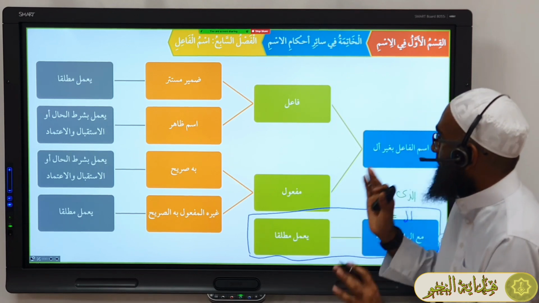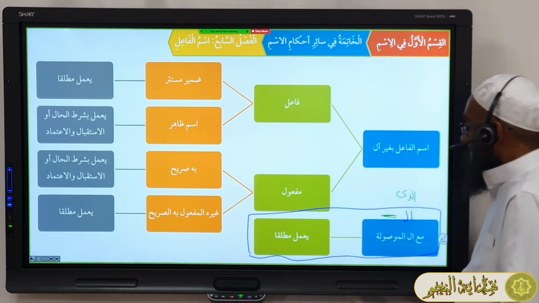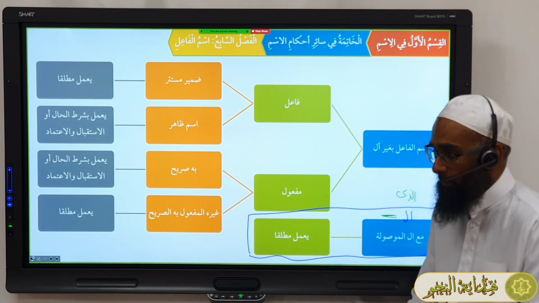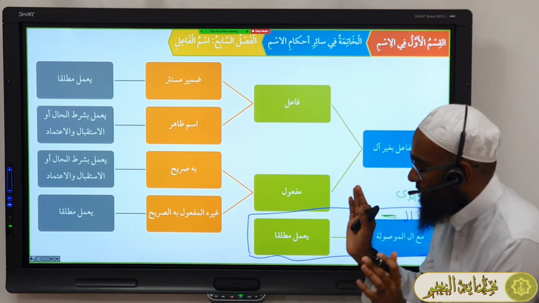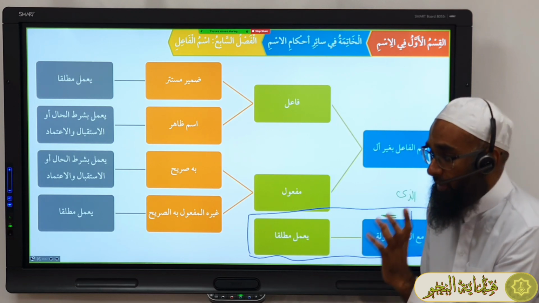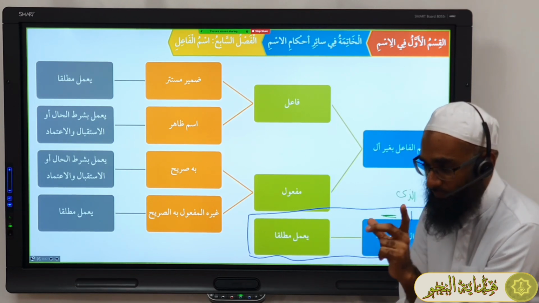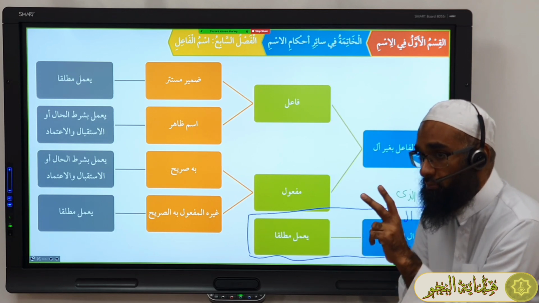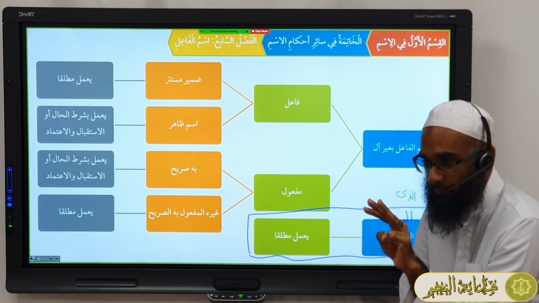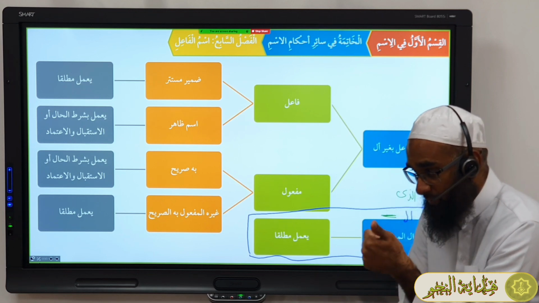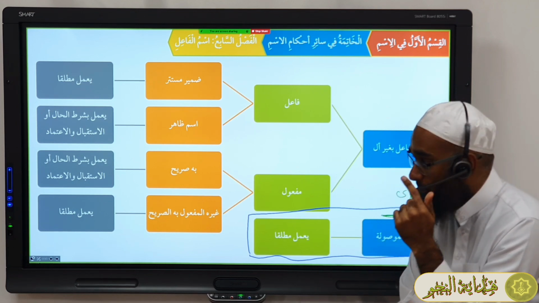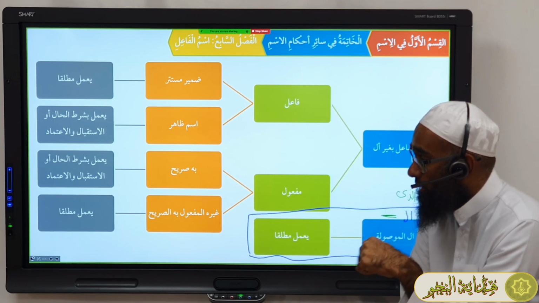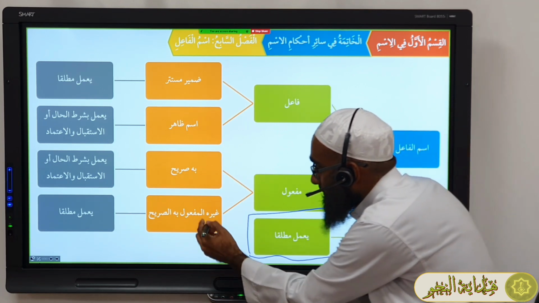Okay, now from here you have to look at it carefully. If it doesn't have alif lam, it's not mentioned in the book, but from other books we put it all together, this is how it looks. When ismul fa'il does not have alif lam, it does amal on three different things. One is amal on the fa'il, one on the maf'ul bihi sarih, and the third is ghayrul maf'ul bihi sarih.